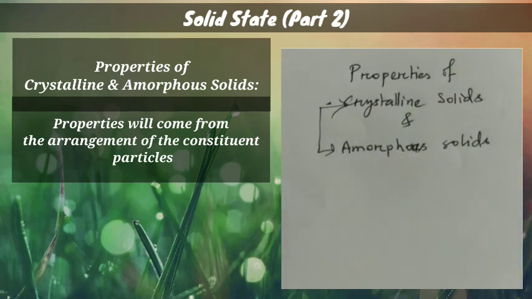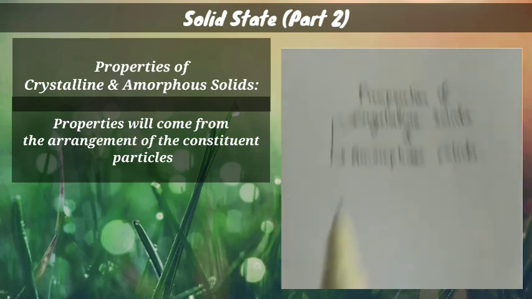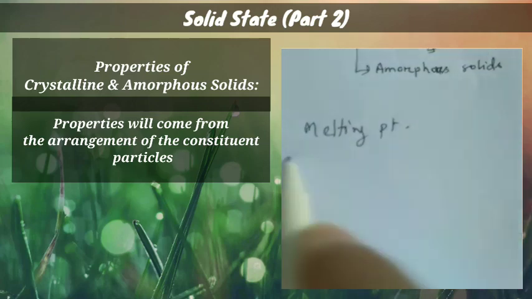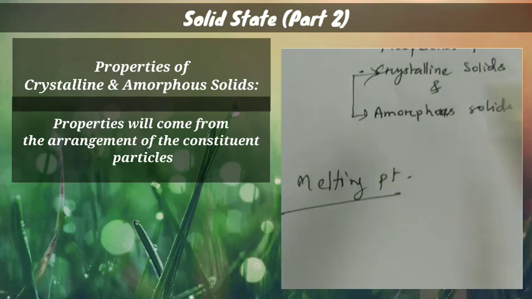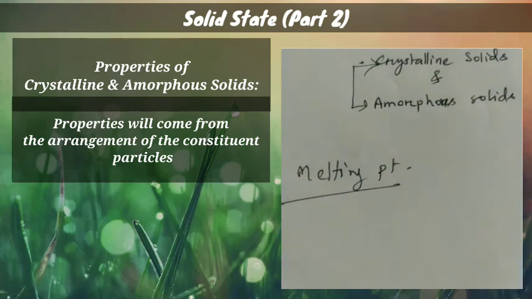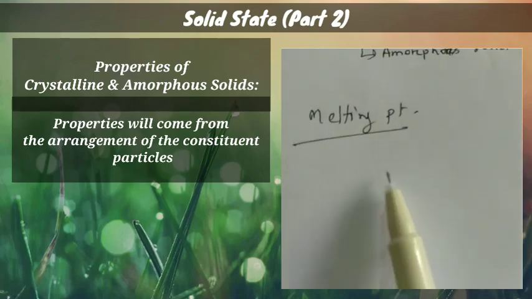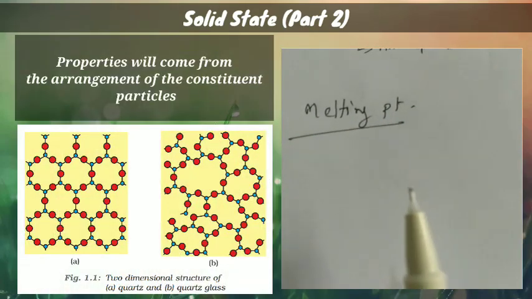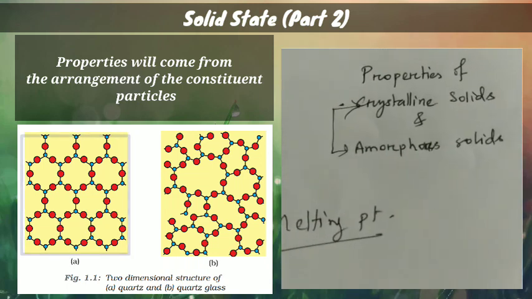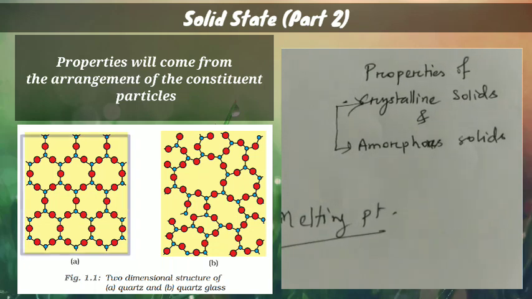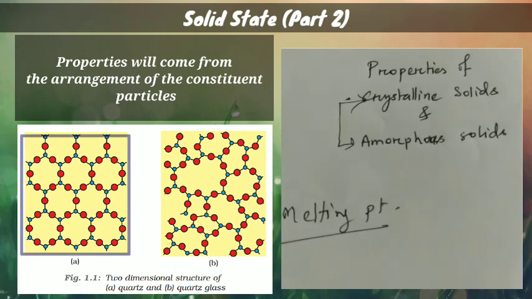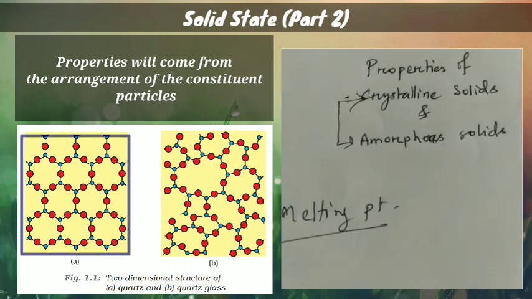Understand? So if you try to compare the melting points of these two solids, the crystalline solid will give you a sharp melting point. Why? Because if you notice this figure 1.1a, this quartz crystal has an ordered structure, where the constituent particles repeat over and over throughout the solid.